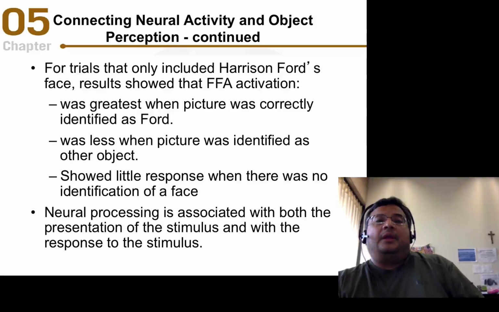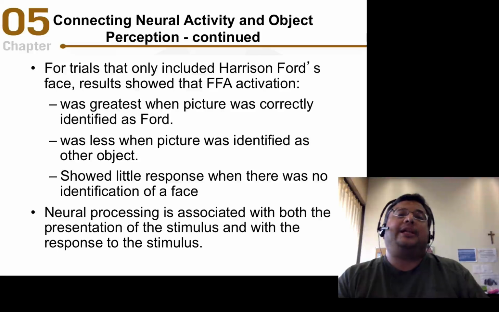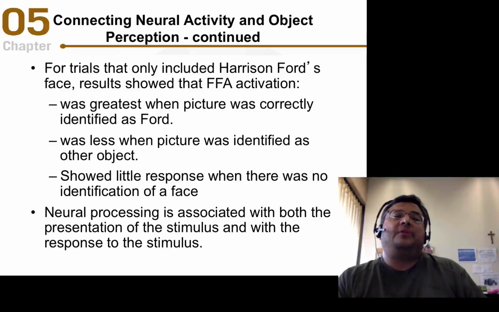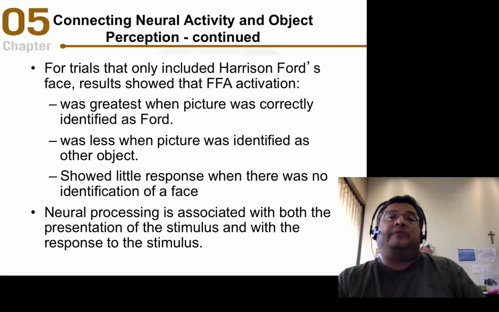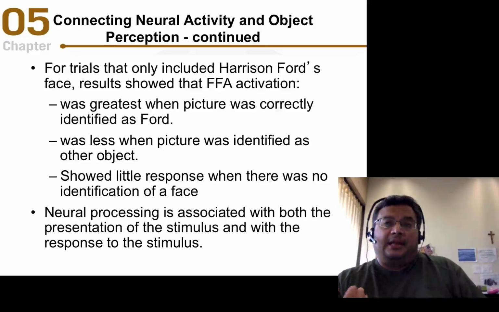The other interesting thing was that the highest activation occurred when the subjects correctly identified Harrison Ford. He was the only person whose face they recognized. So one of the assumptions of this is that when you recognize a face from your past, the fusiform face area is most active. And sure enough, for that 50 milliseconds when the face was presented, and then they were asked what they saw, if they said Harrison Ford, it turns out that their fusiform face area, their FFA, was lit up the most.